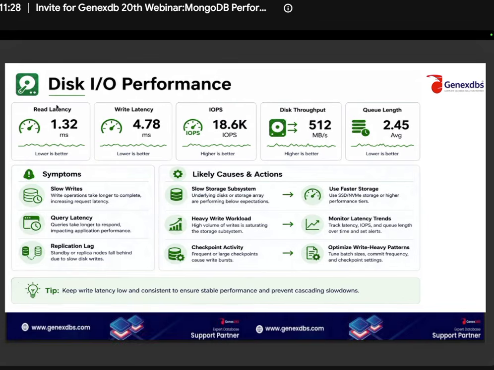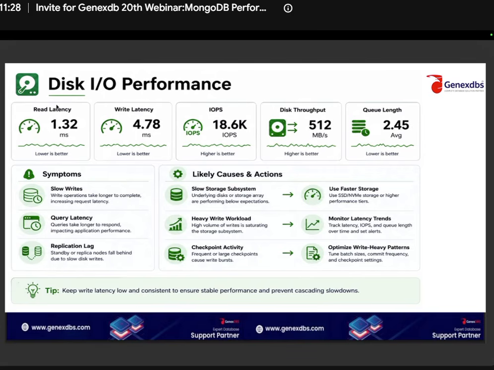For those symptoms, the optimization strategies we have to use are SSD or faster SSD or NVMe storage, and we have to monitor the latency trends over time, reduce the unnecessary write operations, and optimize the application workload patterns so that there will be no replication lag. Like that, we have to use some of these optimization strategies to reduce storage performance issues.